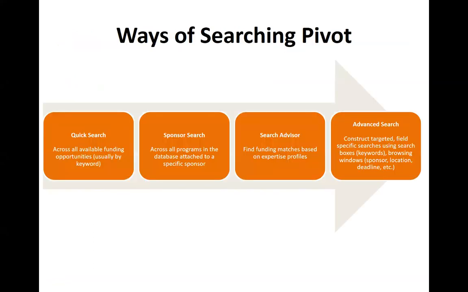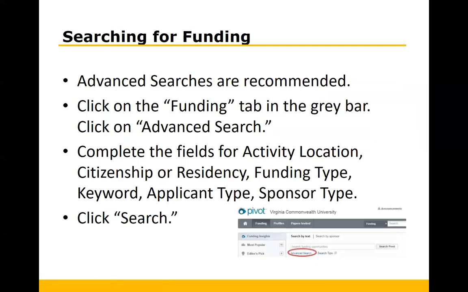Okay, there are several ways of searching Pivot, and you'll see each of these when we go through the different screens. There's quick search, then you can do a sponsor search, search advisor, and then an advanced search. I like to do quick searches first, just so that you can take a look and kind of see what's out there first. But we're going to start with advanced searches, and then I'll show you where you can go in and just do the quick searches. So advanced searches are where you can go in, you're going to click on the funding tab right up on the top left on your home page, or you can go to funding.